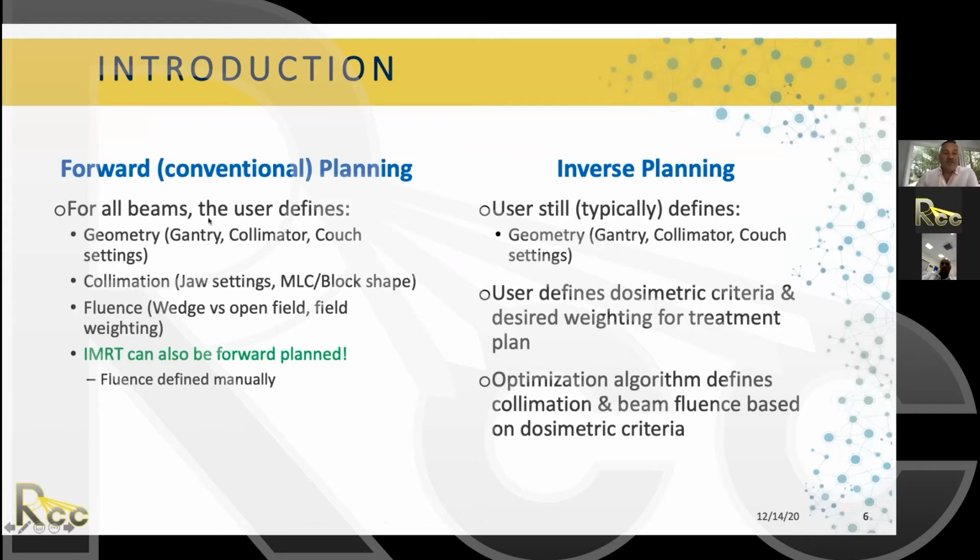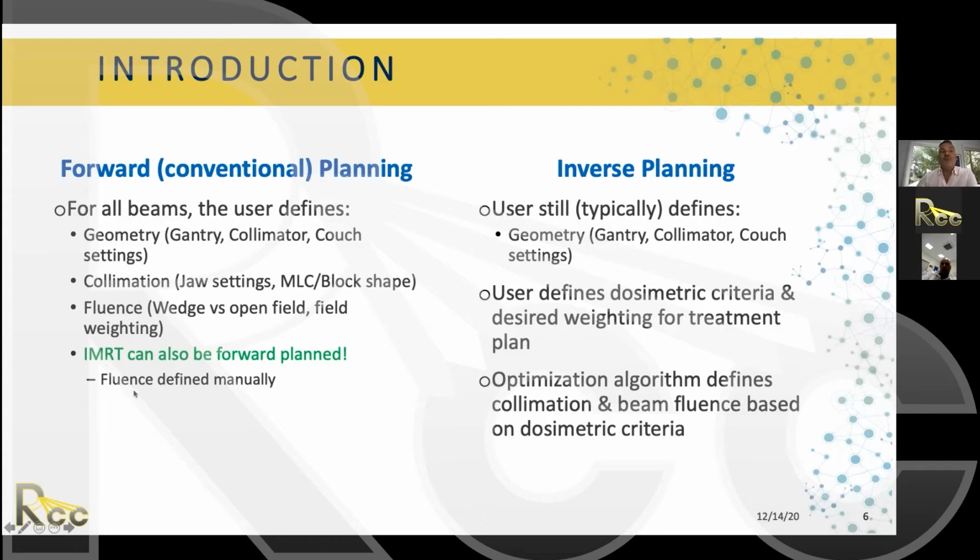Just to note the big difference between forward planning, or conventional planning, and inverse planning. With forward planning, basically the user defines the geometry. You define the gantry, the collimator, the couch settings. You define the collimation settings, MLC, blocks, and anything. You basically define the fluence. Basically, you do field weighting, or you can use open fields or wedges. But IMRT can also be a forward plan. And I'm sure you have seen in previous discussion how you can do IMRT with forward planning.